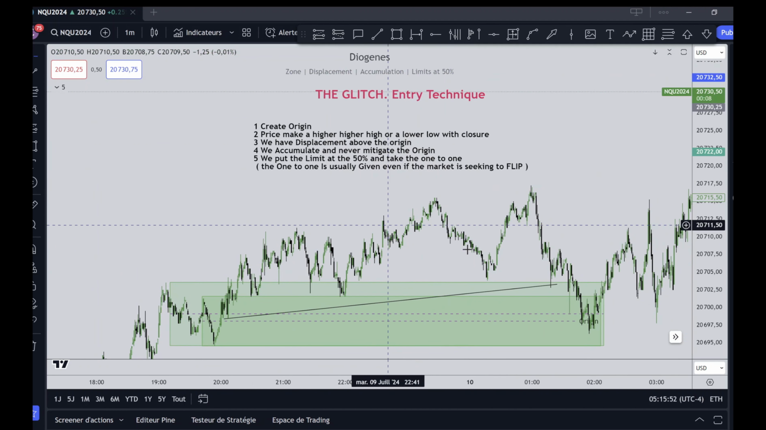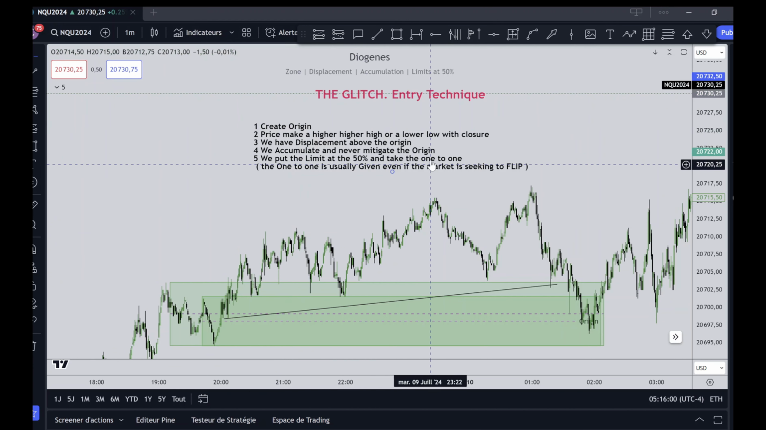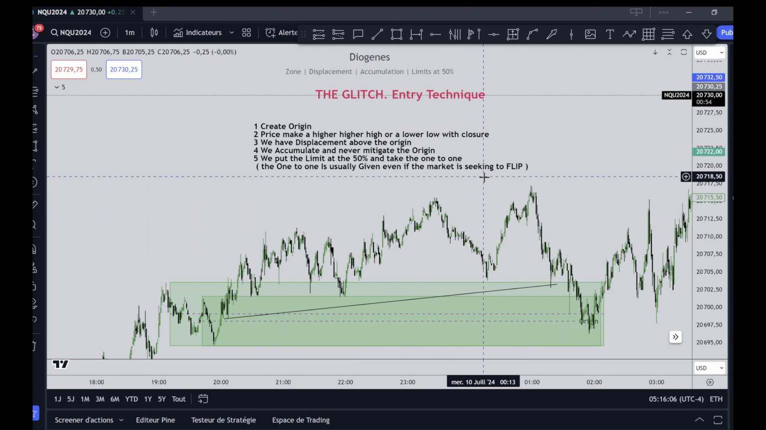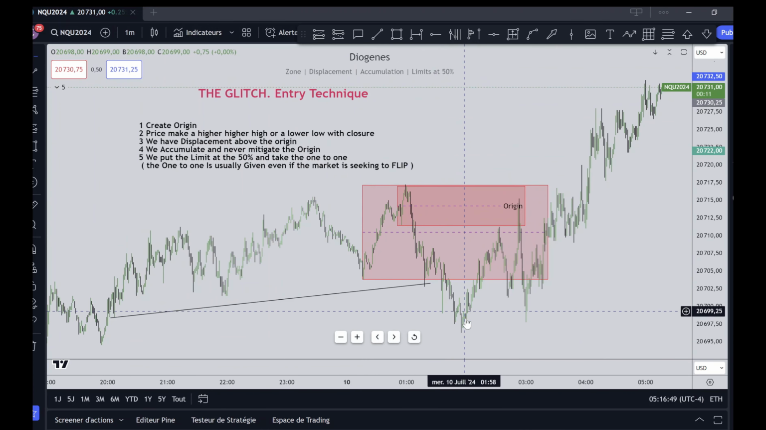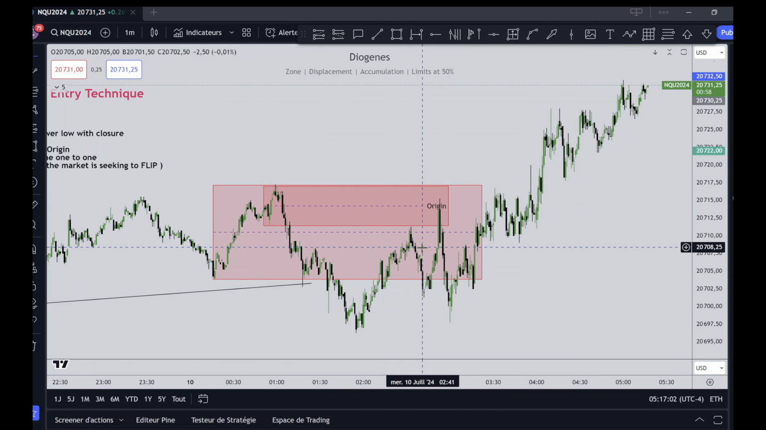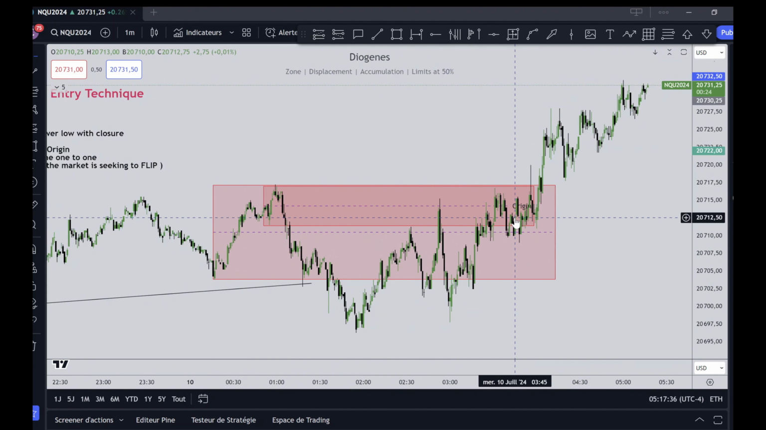Number 5, the entry. So after all of this happens, we just put our limits at the 50% and take the one-to-one. The one-to-one is usually given even if the market is seeking to flip. Like in this example, price flipped bearish, although it was a fake flip to mitigate this origin, but the one-to-one and the trade from the origin was given even if you were counter-trend. A little nugget for the guys that pay attention.